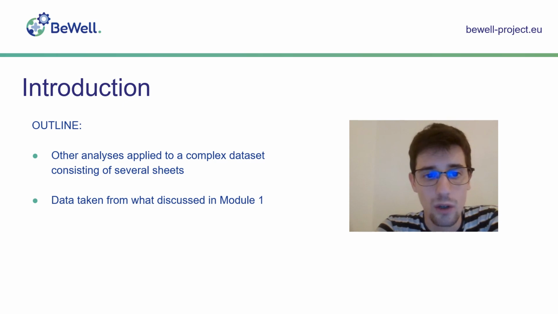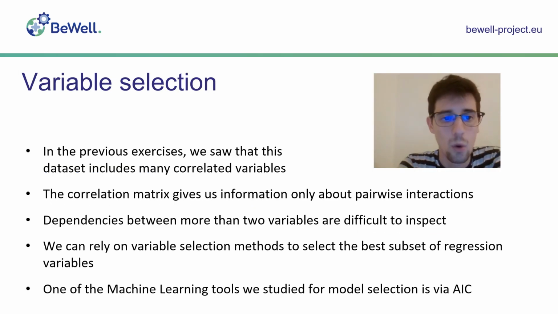In this module, we will continue with the analysis of the blood test dataset. One of the findings of the previous exercises is that these data include many correlated variables, which should not be included in the model if we want to avoid masking effects. I remind you that by masking effect, we mean situations in which the inclusion of one regression variable may hide the effect of other variables that are related to the included one.